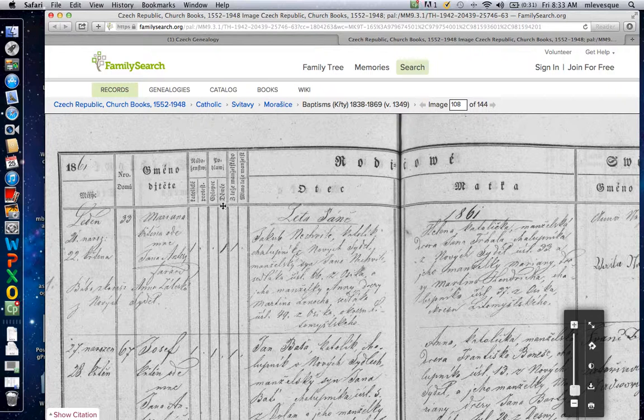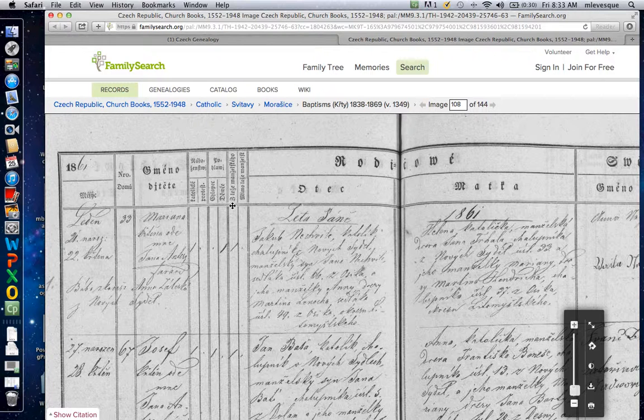means boy. And now the second word, I can't really read it, and just by process of elimination, since the child's name is Mariana, this must be the female column. In the records that I use, which are not from this archive, I get a different word for girl. But you can always figure it out.